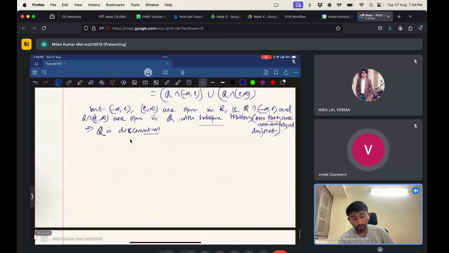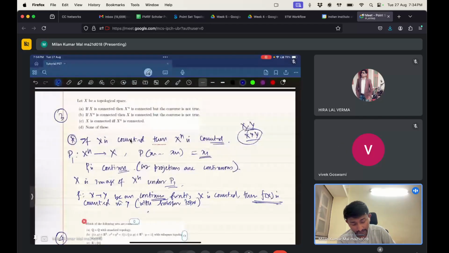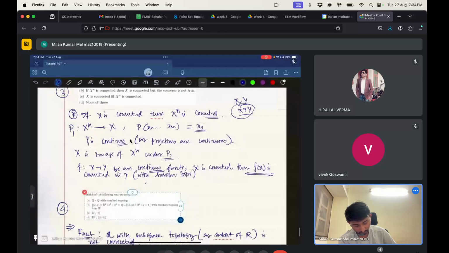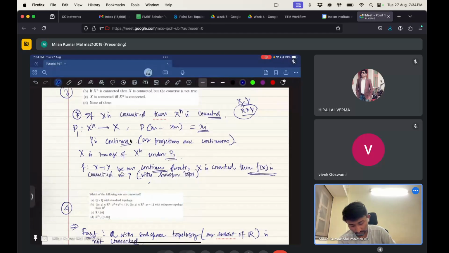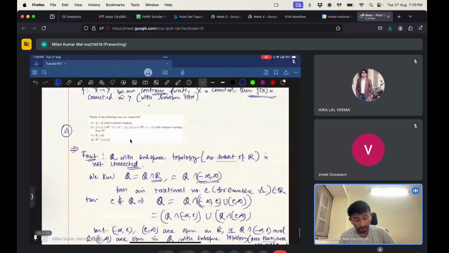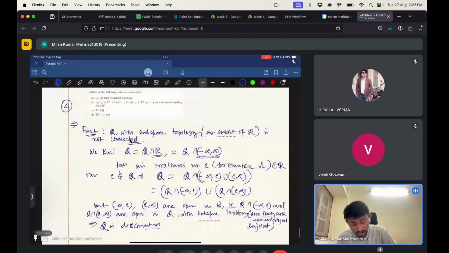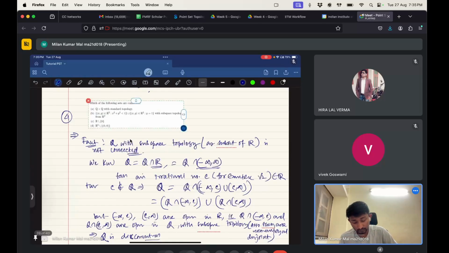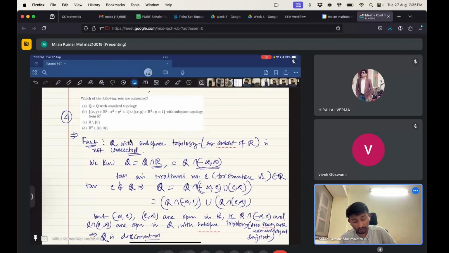Okay, from the previous problem, this is the correct one: X is connected if and only if X to the power n is connected. So from that point we can say that Q cross Q is not connected. So this is a cross, and the first one is not connected.